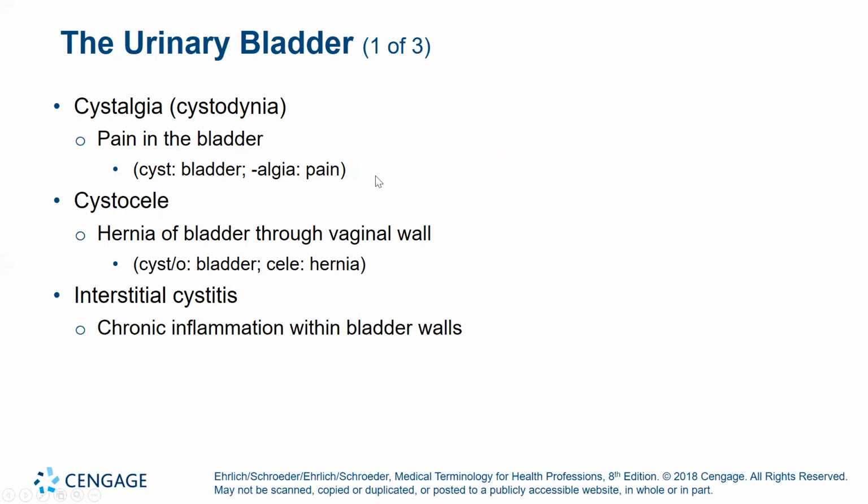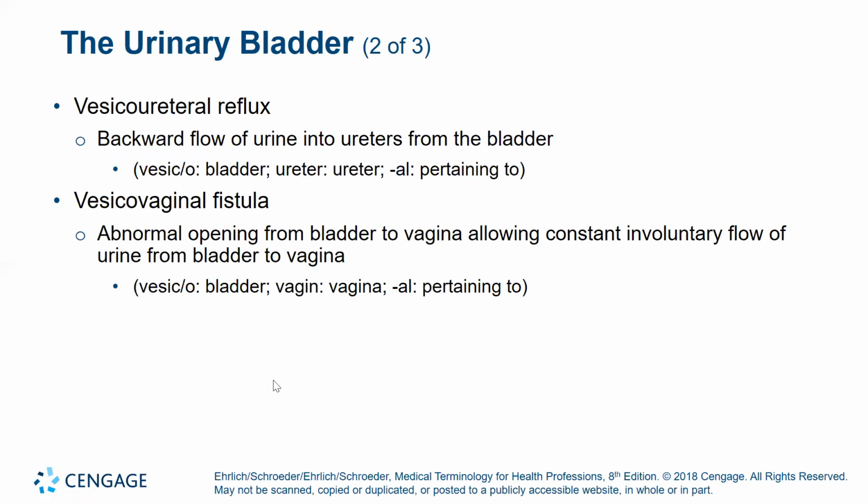Cystalgia, some more medical terms that we have. Also could be cystodynia, both mean the same thing, just pain in the bladder. Cystocele is hernia of the bladder. Cysto is bladder, cele is hernia. Interstitial cystitis is chronic inflammation within bladder walls. We have the vesicoureteral reflux. This is just the backward flow of urine into ureters from the bladder.